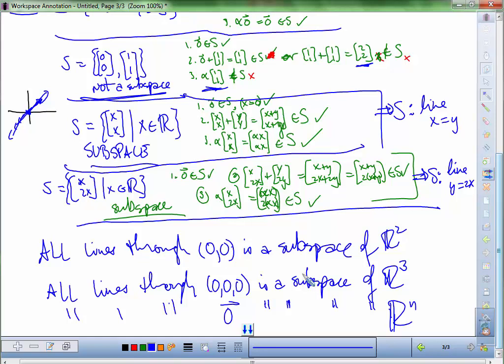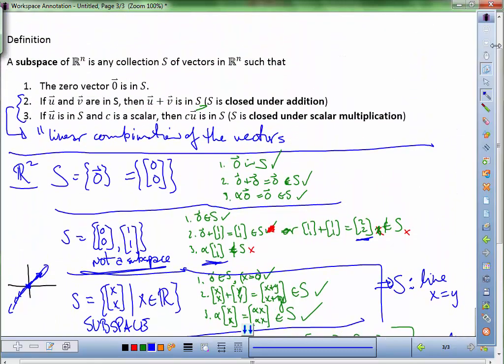Okay, is that cool? Yes? So it's absolutely necessary that it goes through the origin? Yes. It absolutely is necessary that it goes through the origin because of the first condition. But just because it does doesn't mean the other ones follow. Just because you have something that goes through the origin? Yeah, it depends on how you define your subspace.